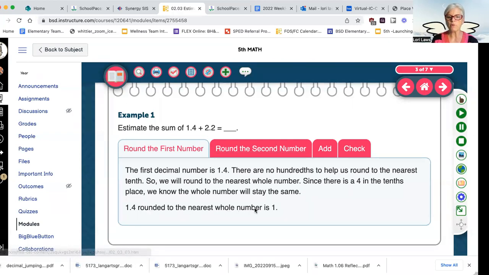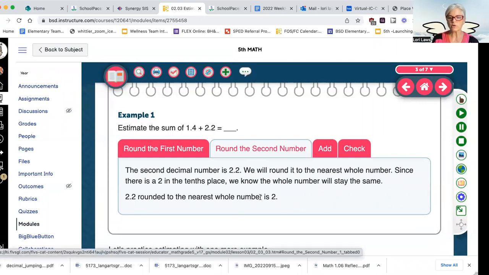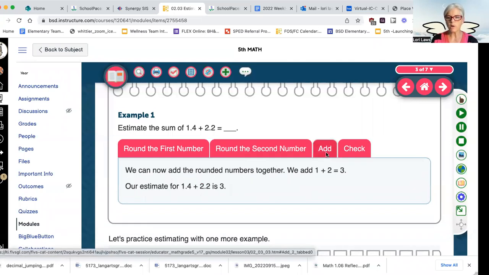Here we go. 1.4 rounded to the nearest whole number is 1. 2.2 rounded to the nearest whole number is 2. You add 1 and 2 together, it makes 3. If you were to give me the answer of 3.6, that is the correct sum of those numbers, but it is not estimated to the nearest whole number. So in this case, we add 1 and 2 and it equals 3.